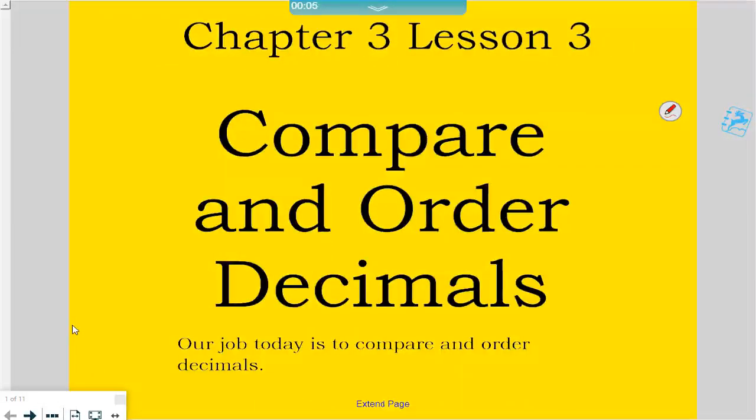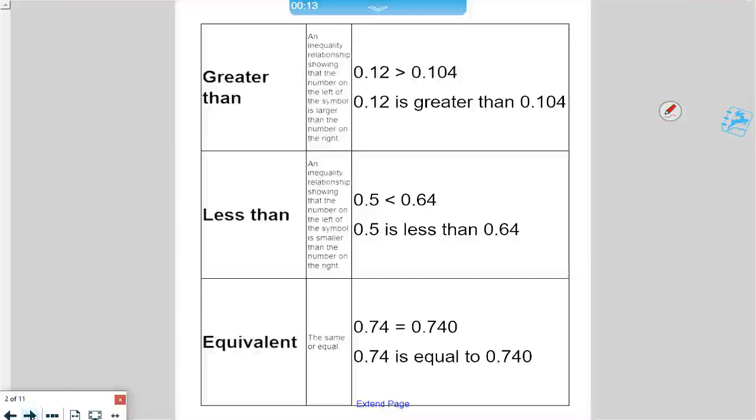Right. Today we are talking about comparing and ordering decimals. Our job today is to compare and order decimals. So what we talk about comparing is saying is it greater than, less than, or equal to. So our greater than, an inequality relationship showing that the number on the left side of the symbol is larger than the number on the right side.